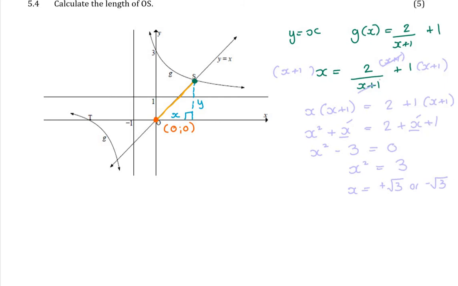Now the question is, which one of these is S? Now S is clearly a positive value, so this is what's happening at S. This is the other point of intersection, that would be at negative root 3. So I know that S is the point root 3, something. Now how do I know the something? Well, very easily. It's on the line y equals x. So whatever x is, that's exactly the same thing as y. So I now know the point S is root 3, root 3.